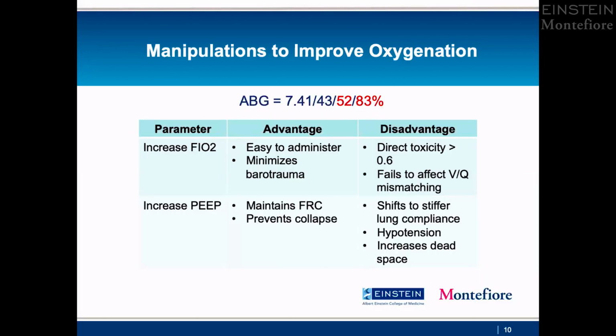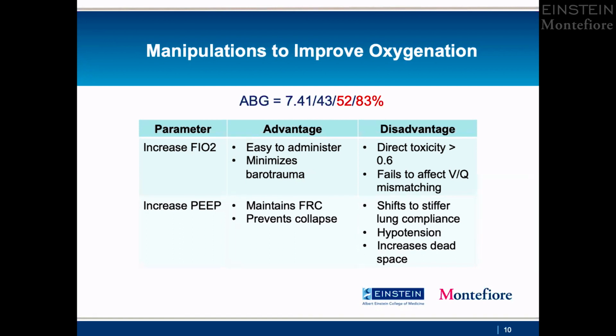All right, let's talk about a clinical scenario where an intubated patient's ABG comes back as pH of 7.41, PCO2 of 43, PaO2 of 52, and O2 sat of 83%. Patient is in hypoxic respiratory failure. What changes can we make on the ventilator to improve the hypoxia?